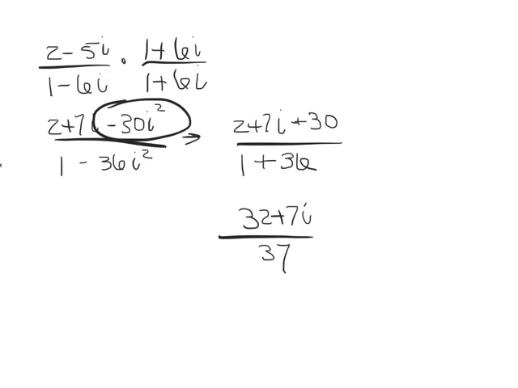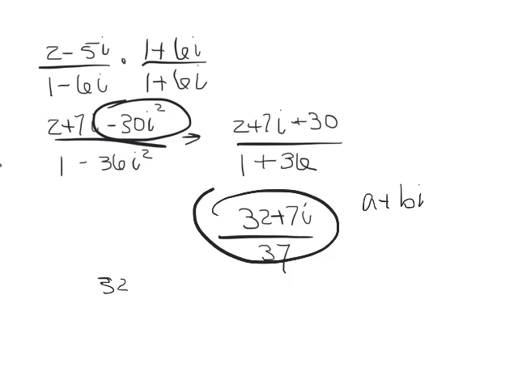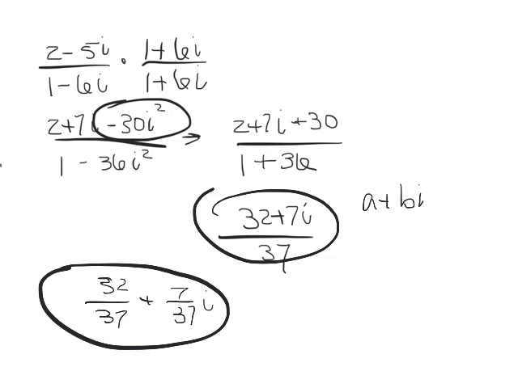And we're not done yet, because this is not in the a plus bi format. So we're going to write it as 32 over 37 plus 7 over 37 i. So we have to separate into a plus bi in order to be written correctly. Okay, that's 2.2 completely. That's A. There's no B. You are done.